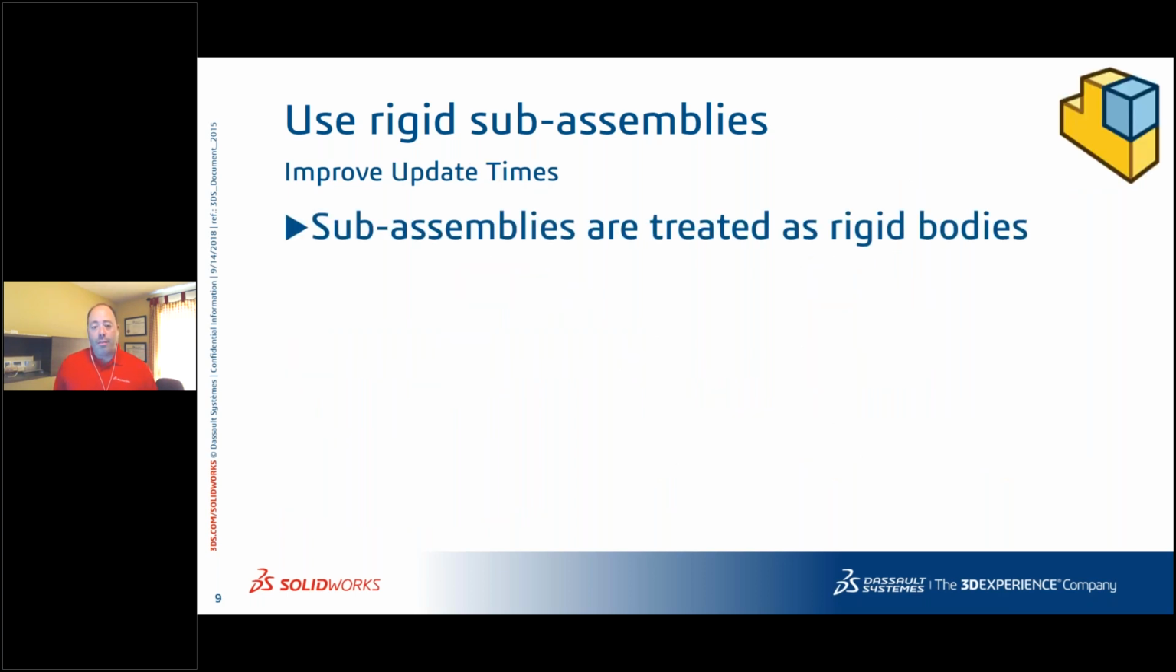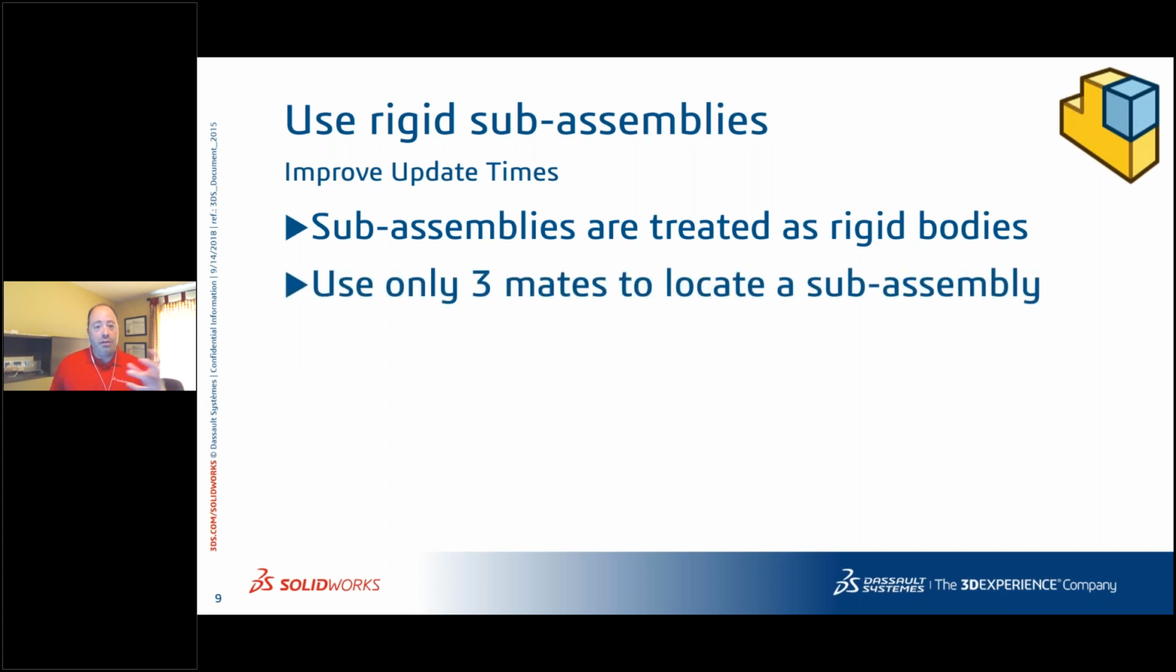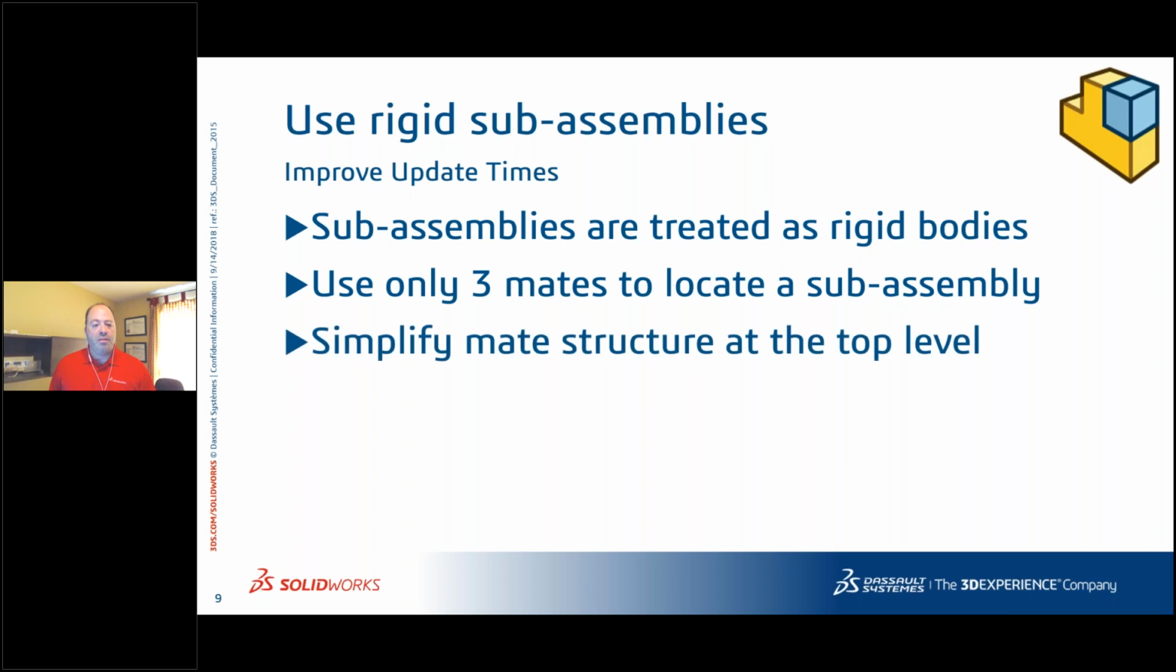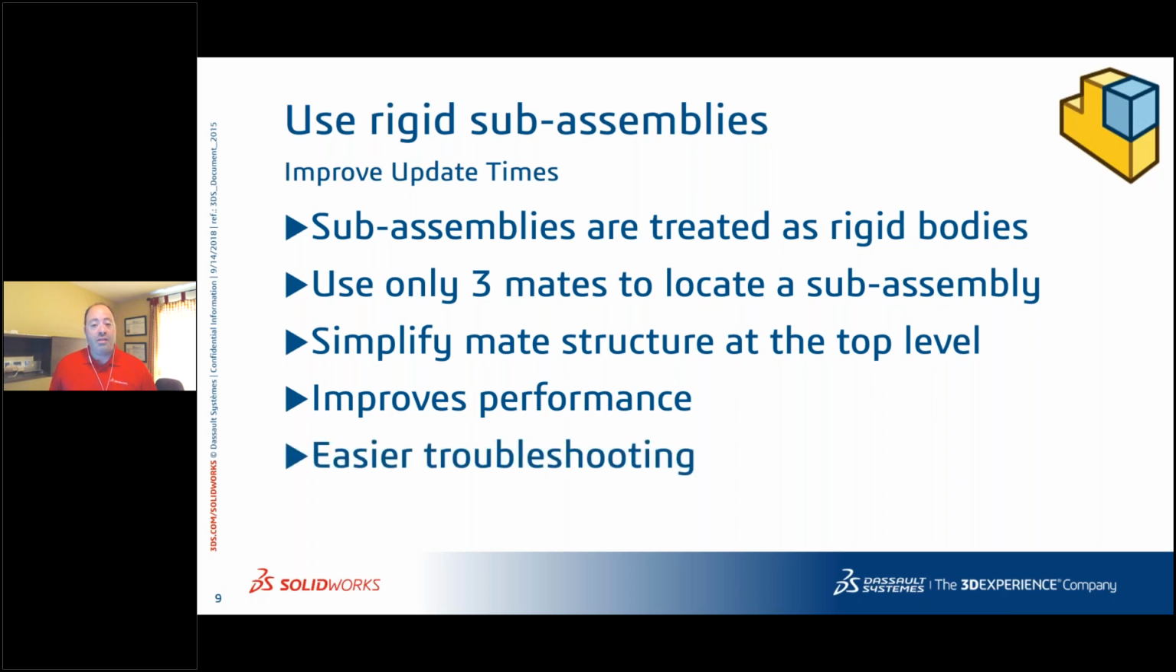Now, the idea with that process using rigid subassemblies, and again, I'm going to underline the word rigid, is that in a rigid subassembly, SOLIDWORKS sees that subassembly like a rigid body. So that's why you can simply use 3 mates to fully define a subassembly. SOLIDWORKS, once it sees a subassembly, doesn't look any further than that for mates. It just solves the 3 mates at the subassembly level. It simplifies the mating structure at the top level. It improves performance, but also makes it a lot easier for troubleshooting. So again, be knowledgeable about how to create your subassemblies, your rigid subassemblies.